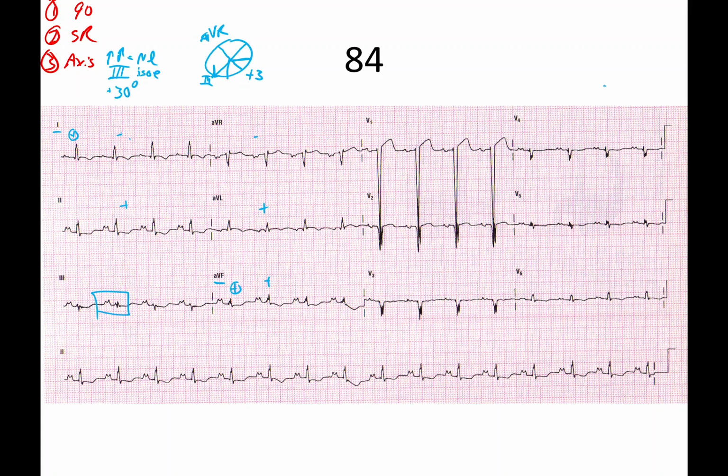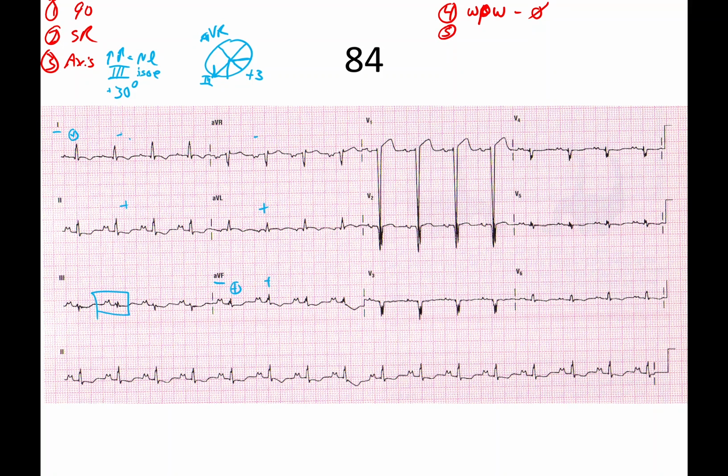Step number 4. WPW, and that's a negatory. There's no indication of delta waves if you look through here. Take the time, but look. Finally, step number 5, we have hypertrophy.